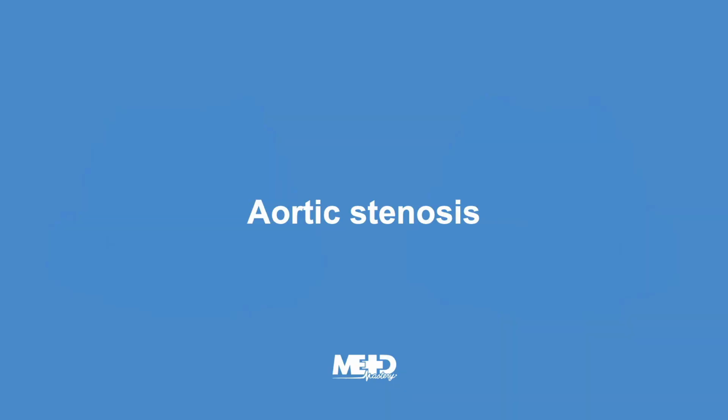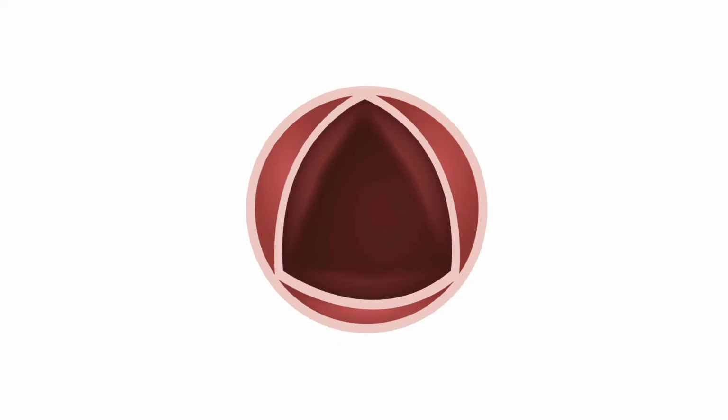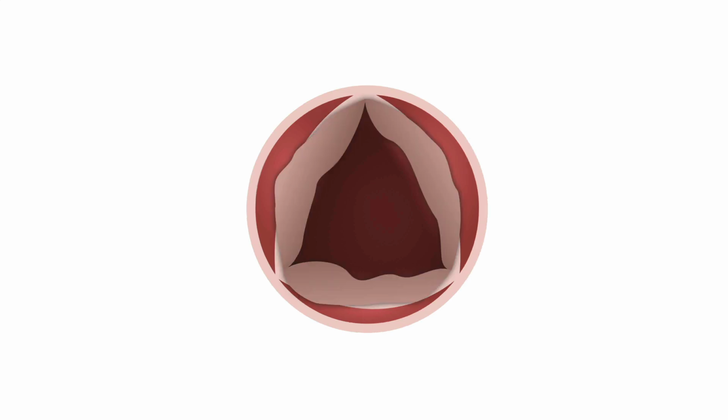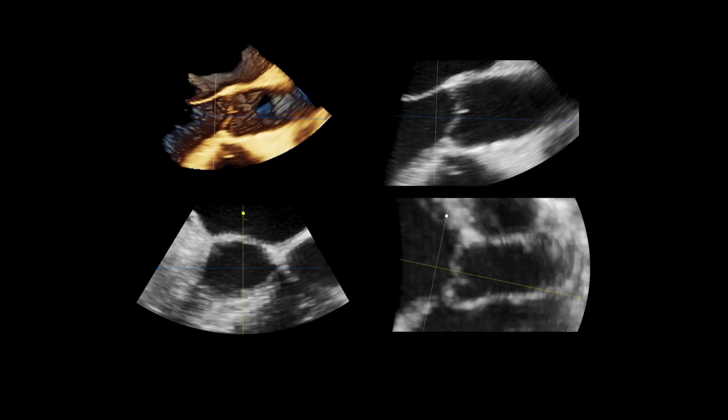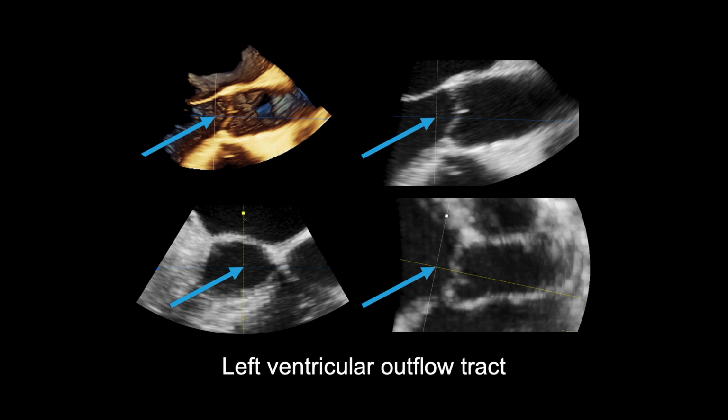Aortic stenosis can also be assessed using 2D and 3D echo. A healthy aortic valve opens fully, while a stenotic aortic valve is narrowed and doesn't open fully. Direct planimetry can be used to measure the aortic valve orifice. Here, the crosshairs are indicating the left ventricular outflow tract.